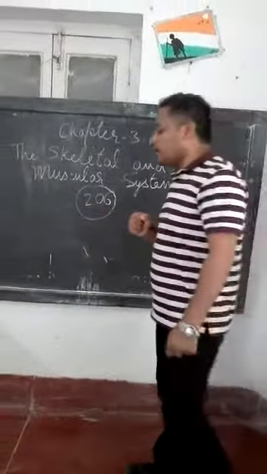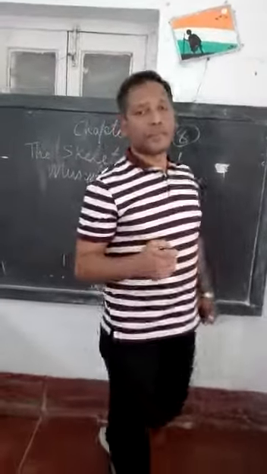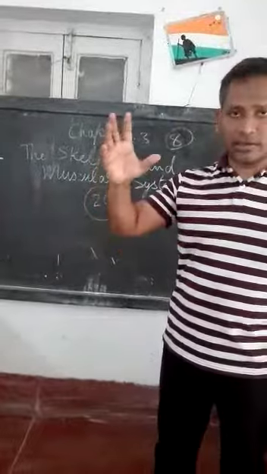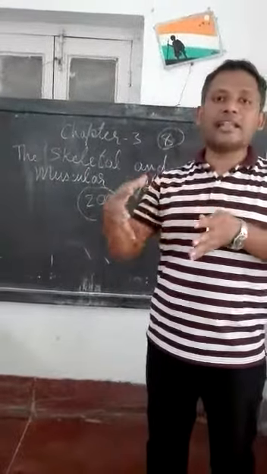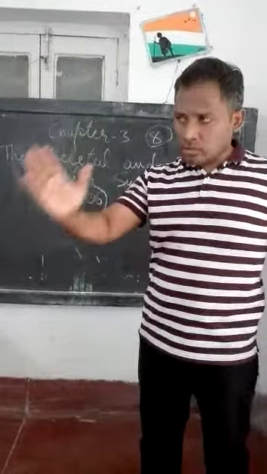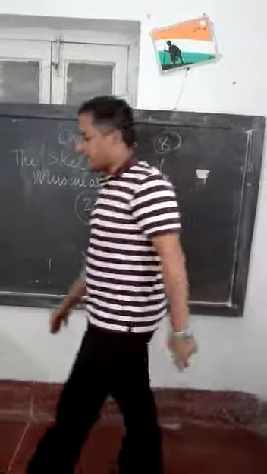And the third important function of the skeletal system is that it helps you to stand erect. It helps you to sit, helps you to stand. The muscles and the bones together work to help you walk, to sit and so on. So these are the 3 functions of the skeletal system.